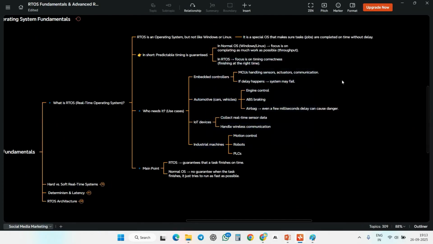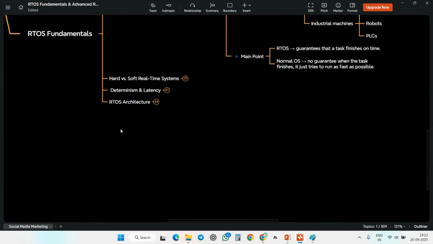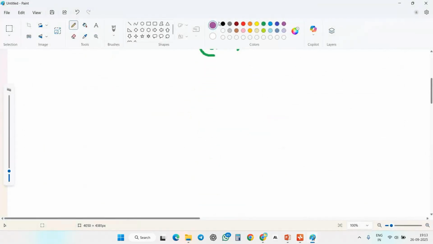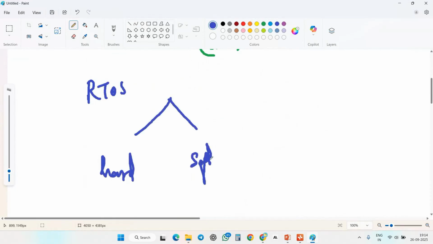So whenever we want to design one product, the product should react and complete its task within some deadline, a guaranteed deadline time. Then you can directly go with this real-time operating system. And now we are going to discuss hard real-time and soft real-time. In a real-time operating system, we have two types of tasks. One is called hard real-time, and another one is called soft real-time.